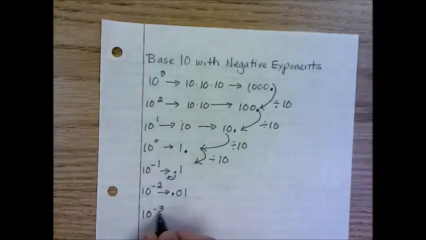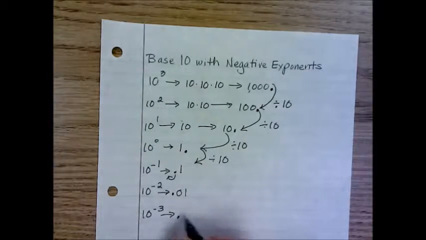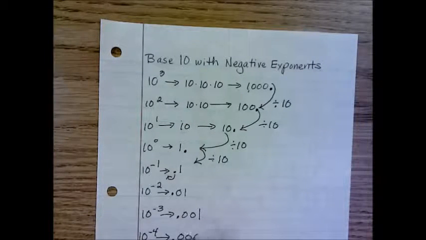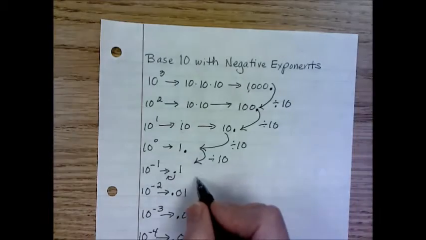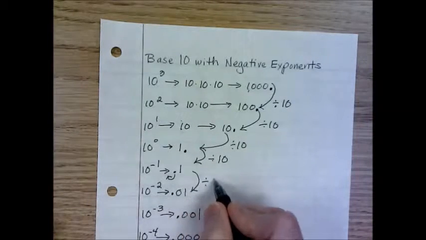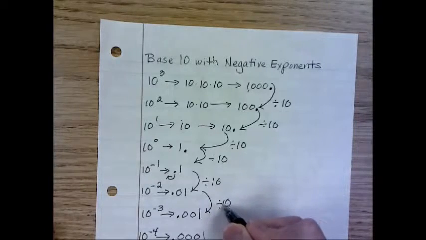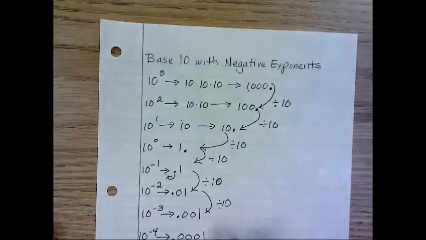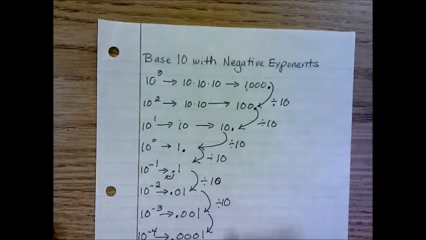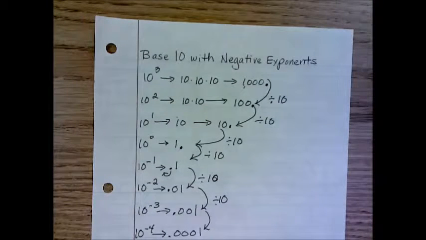If we have 10 to the negative third, we'd be moving the decimal point one place to the left. This would be 0.001. 10 to the negative fourth, we would again be moving the decimal point one more place. So we just continued the pattern here. We're dividing by 10. But because it has such a nice pattern, we don't really have to do the math. We can just follow the pattern through memorization.